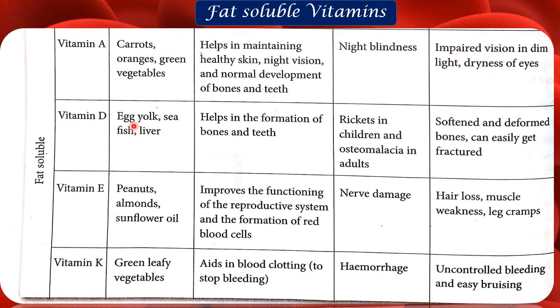Vitamin D, egg yolk, sea fish, liver. Just go through this particular chart so that you can include the proper amount of the food in your diet. Helps in the formation of bones and teeth. Rickets in children, as we already discussed, and osteomalacia in adults. Softened and deformed bones can easily get fractured. If it is very weak, what happens when we fall? Definitely the bones will get fractured.